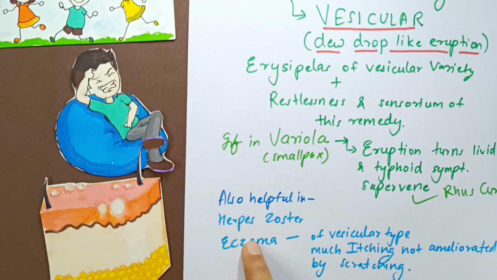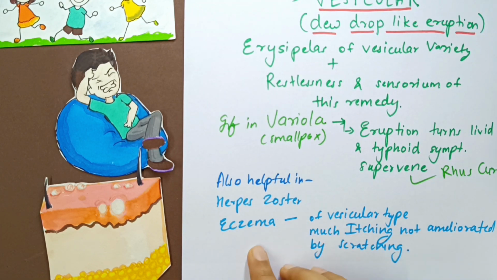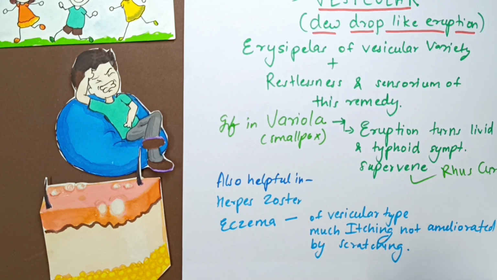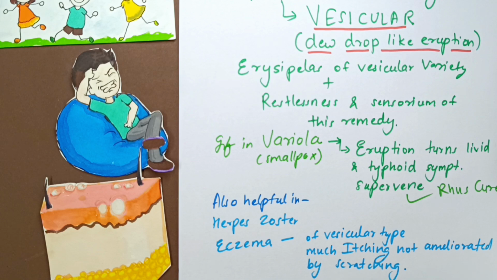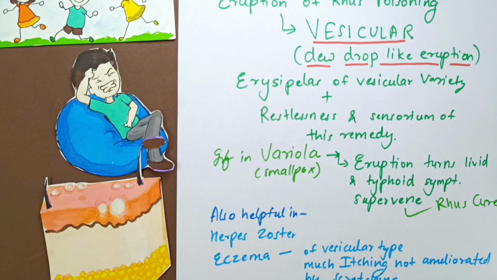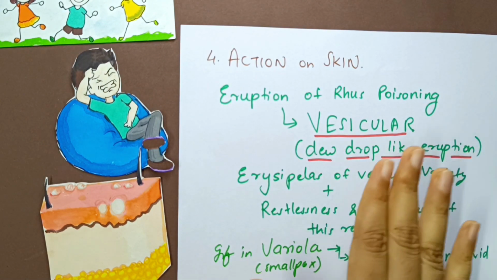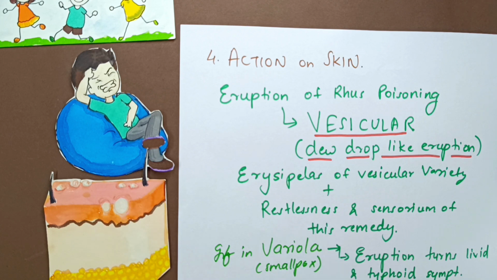Also, it is helpful in herpes zoster, which is again another dermatological condition. Also in eczema, which is a condition characterized by dryness of skin. In eczema also, the eczema will be of vesicular type, with much itching and not ameliorated by scratching. So there will be a lot of itching that these patients feel, but however much they scratch, it will not get ameliorated. That is what we talked about skin. In skin, the most important point that you have to remember is the vesicular eruptions, the dewdrop-like eruptions.